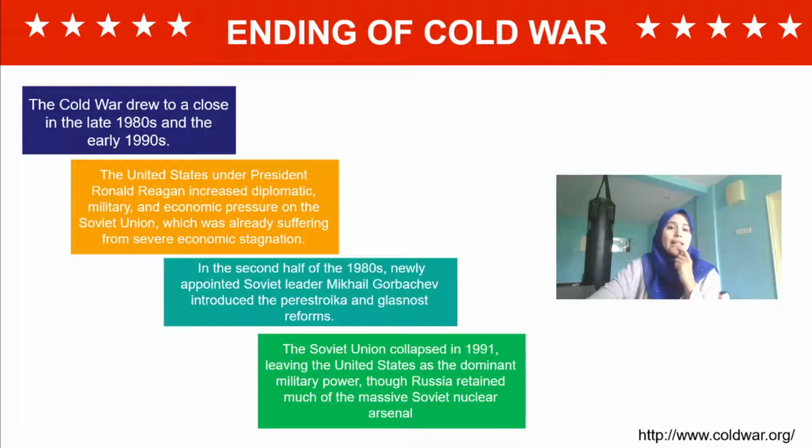In the second half of the 1980s, newly appointed Soviet leader Mikhail Gorbachev introduced the perestroika and also glasnost reforms, but it was too late and the Soviet Union collapsed in 1991, which made the United States, until today, the nominal power in military. And Russia is divided into pieces. So that's why we have all these Stan countries, Turkmenistan, Kyrgyzstan, and so forth. It's after the fall of the USSR.